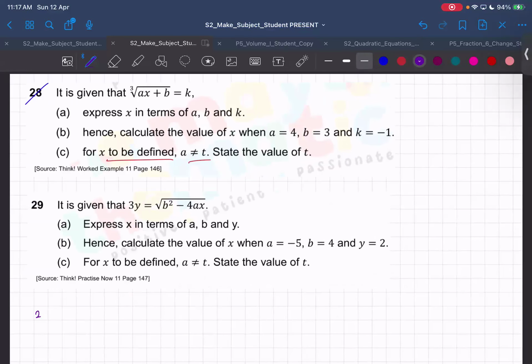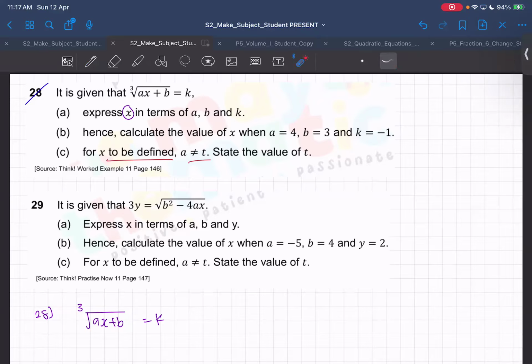Okay, so we look at question 28. This one is not a homework question really. This is the start of the new type of question, where this part is new, part C. Part A and B is still the same thing, can be done. If I have AX plus B cube equals to K, I want to express X in terms of A, B, K. So they want to make X the subject, correct?